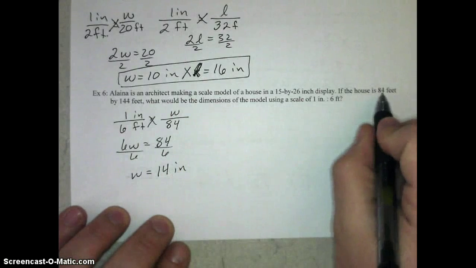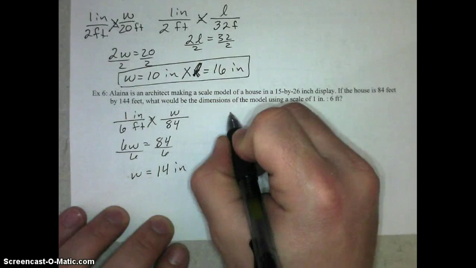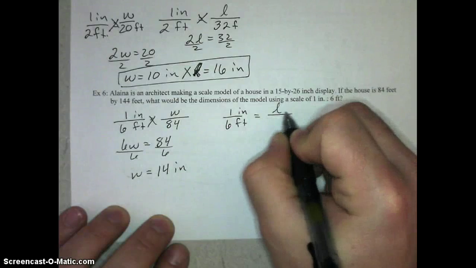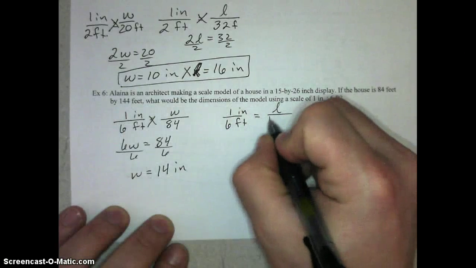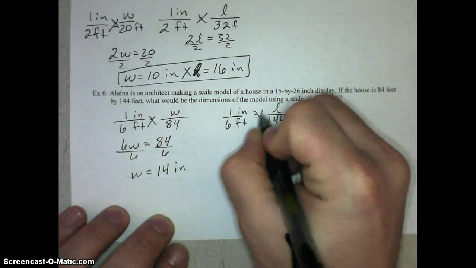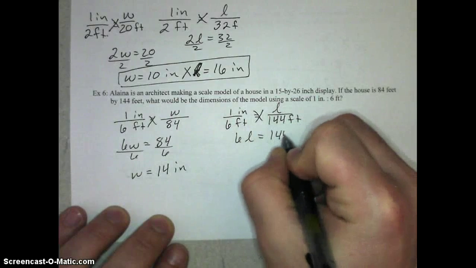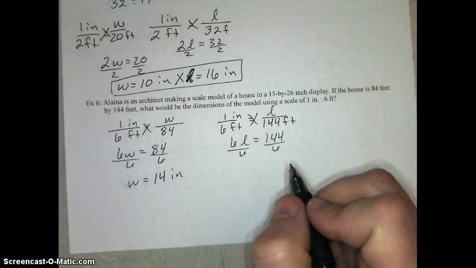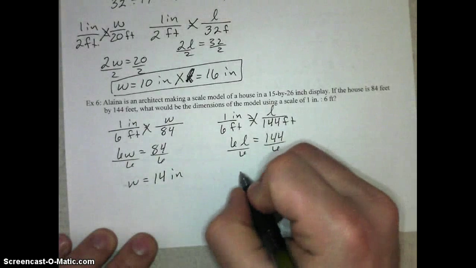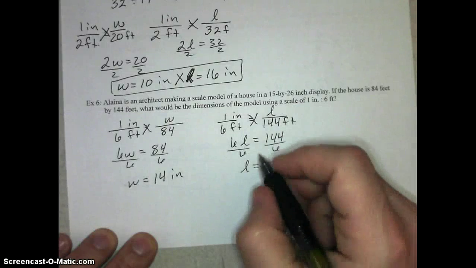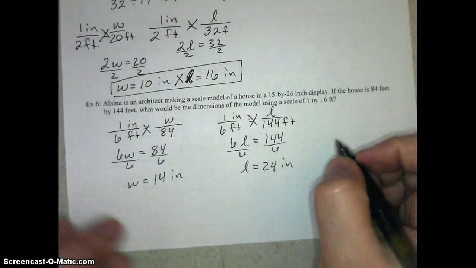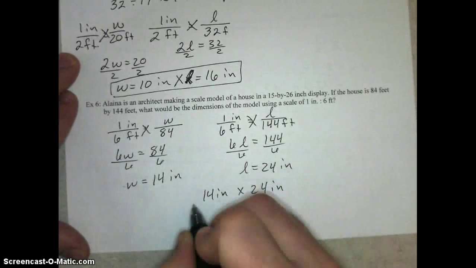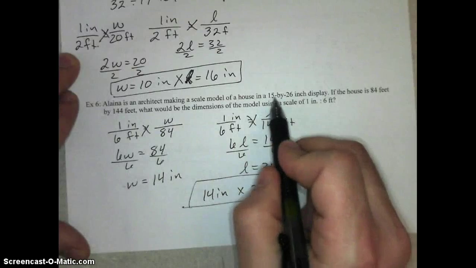Alright, we're going to do the same thing for our length of 144. Use our 1 inch over 6 feet ratio, set our unknown length in inches over our known length of 144 feet. 6L would be equal to 144. Divide by 6. And our length of our scale model is 24 inches. So the dimensions of the model are 14 inches by 24 inches. And that'll fit in the 15 by 26 inch display.